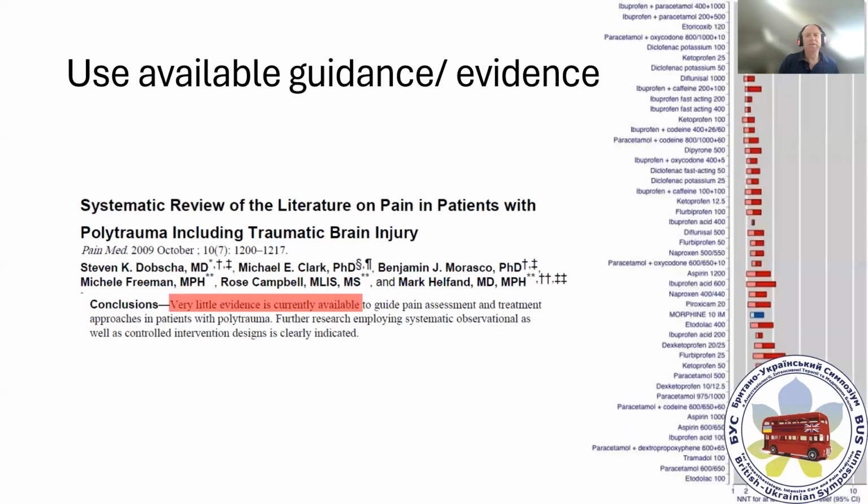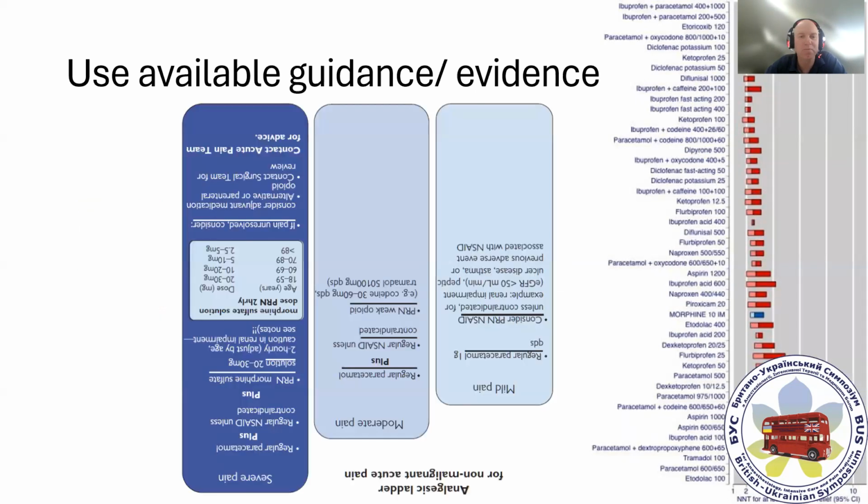There isn't actually that much guidance or evidence base specifically for the polytrauma patient. I always come back to this article from 2009 because I haven't found that many updates since then, but we can extrapolate from other areas. For example, this comparison table from the Faculty of Pain Medicine on the Royal College of Anaesthetists website, which shows ibuprofen and paracetamol being the most effective, with a number needed to treat of less than 2.